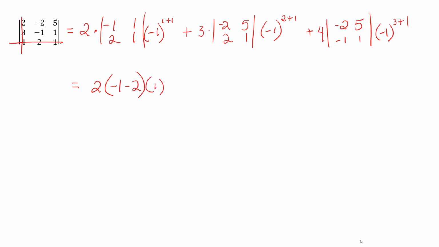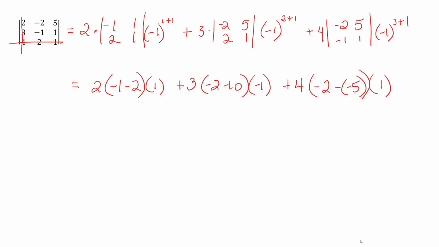And now we can just work that all out. We'll have 2 times -1 minus 2 times 1, squared, -1 squared, which is just 1. And then 3 times -2 minus 10, and -1 to the row plus column is -1. And then 4 times -2 minus -5, and -1 to the fourth is just 1. And then if we multiply all that out, we're going to get 42 for the determinant of that first 3 by 3. So now we're going to do the next 3 by 3 in the original determinant of the 4 by 4 matrix we're trying to do.